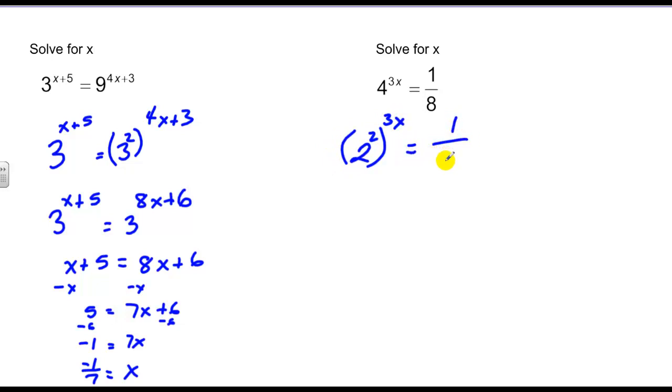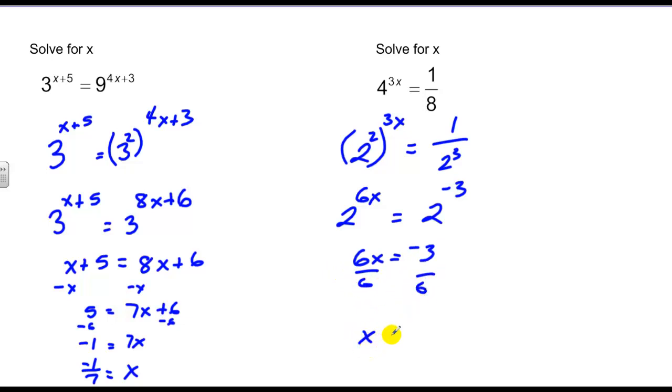So what I have now is 2 squared raised to the 3x and 1 over 2 cubed. So in this case, I'm going to multiply the two powers together, giving me 2 to the 6x power. And in this case, I need this base to come to the numerator, so I'm going to use a negative exponent. And now, since the bases are the same, I can set the powers equal. So I have 6x equals negative 3. And dividing by 6 on both sides, I get x equals negative 1/2.